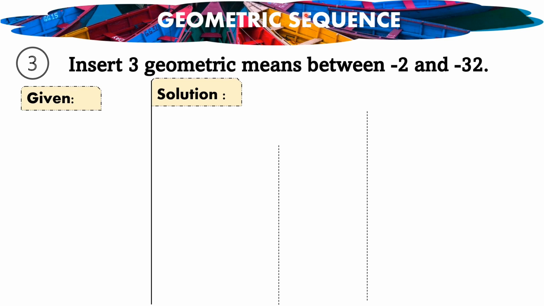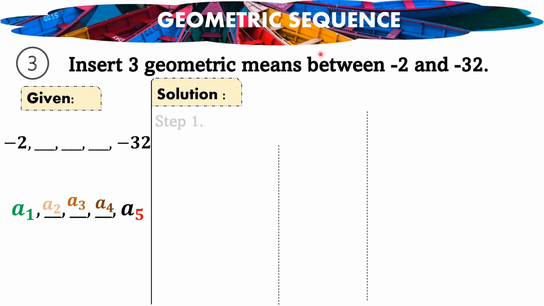Number 3, insert 3 geometric means between negative 2 and negative 32. There are 3, 4, 5 terms in all. First term is negative 2. Last term, or a sub 5, is negative 32, and the geometric means are a sub 2, a sub 3, and a sub 4. Step 1, solve for r using the derived formula for r.